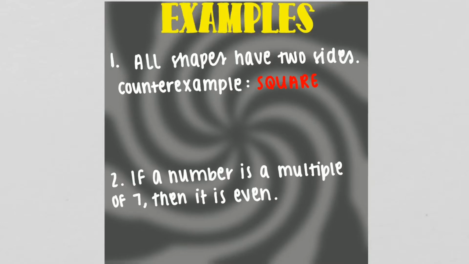Now that second conjecture I gave you said, if a number is a multiple of 7, then it is even. So of course your counterexample would be any multiple of 7 that is not even, that is an odd number. When I think about 7, the first multiple I think about is 7 times 1, which is 7, or another one could be 7 times 3, which equals 21. And since 21 is an odd number, 7 times 3, or 21, is a counterexample for this conjecture.